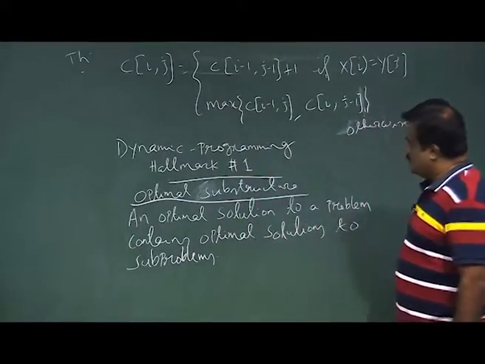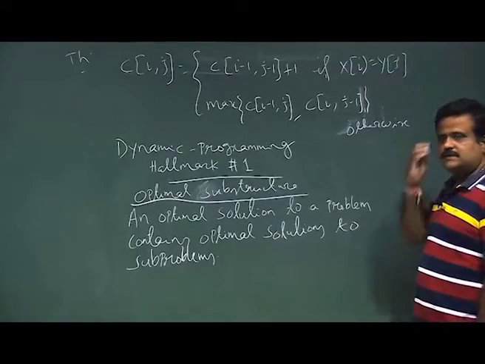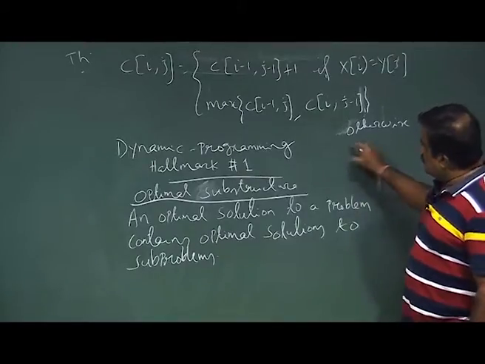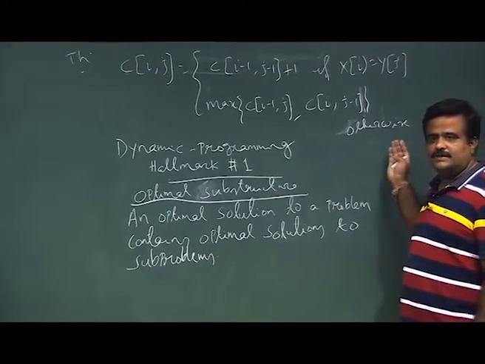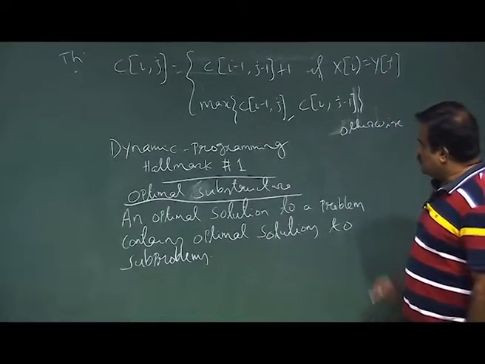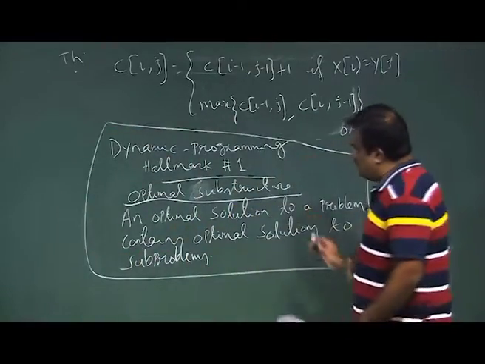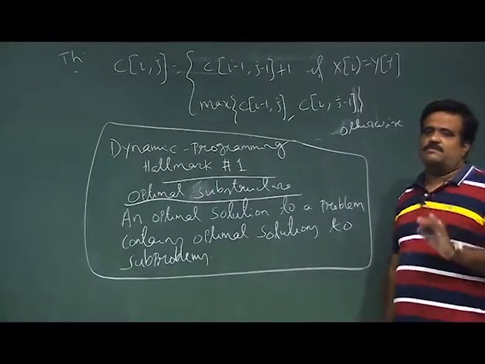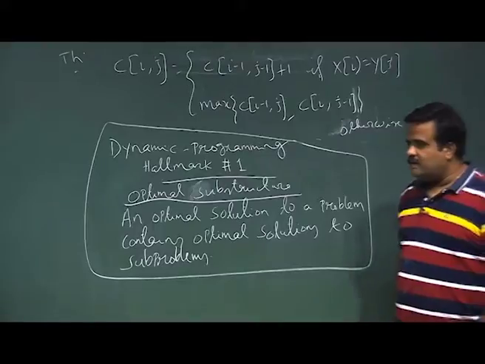Like if z up to k is an LCS, then if we take z up to k minus 1, that is the optimal solution, that is the LCS of x up to i minus 1 and y up to j minus 1. So this is one of the hallmarks for dynamic programming problems. If we have such a hallmark, then maybe we have to fix our mind that we should go for a dynamic programming approach. So this is one hallmark. We have a second hallmark also.